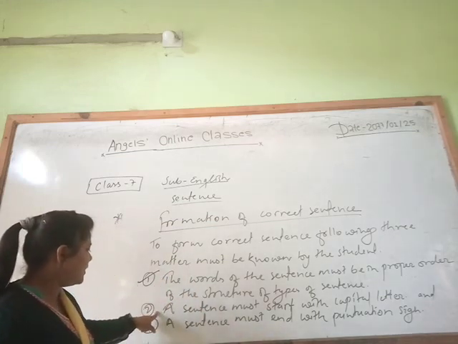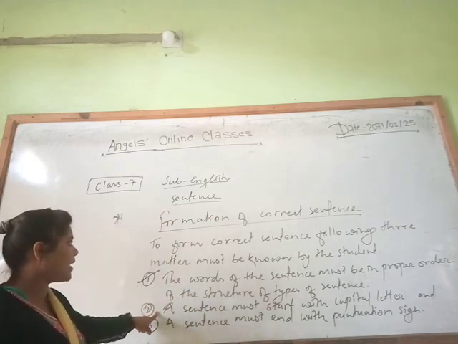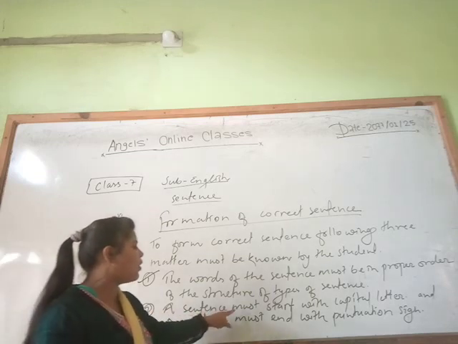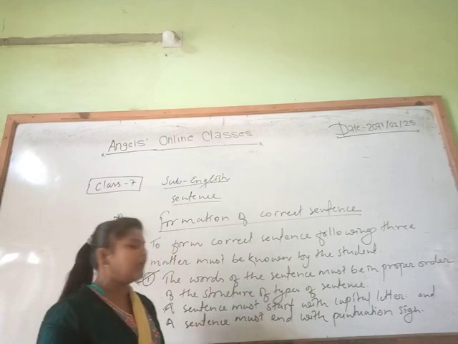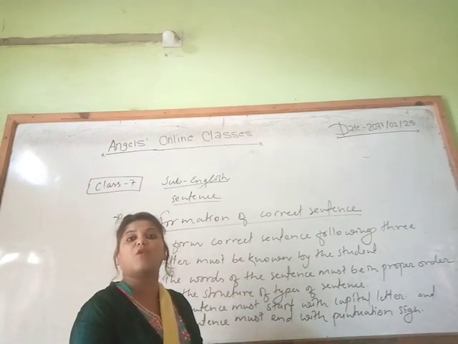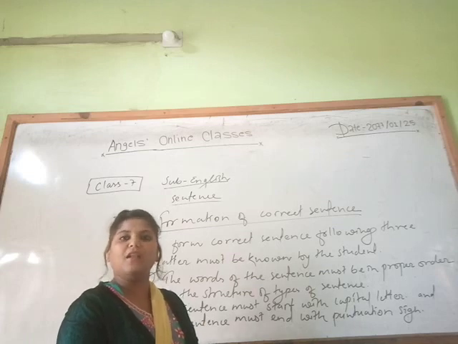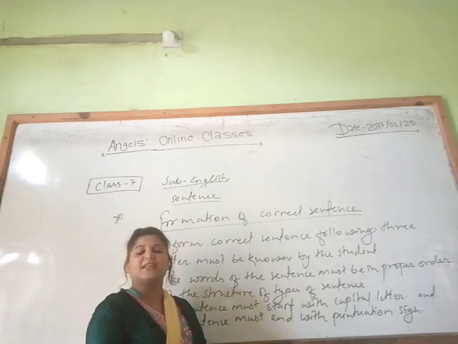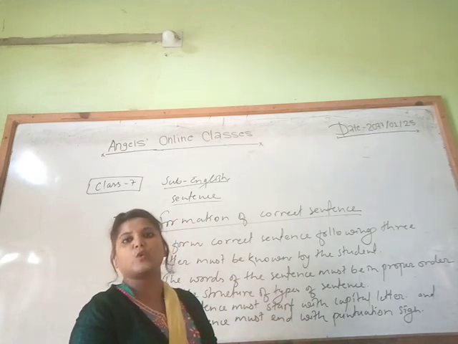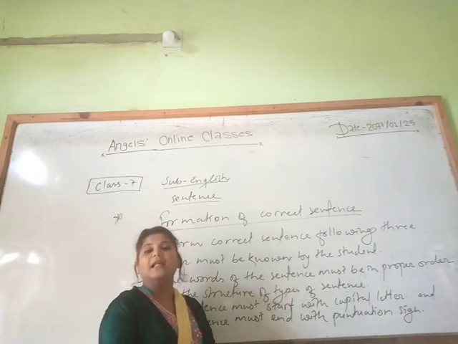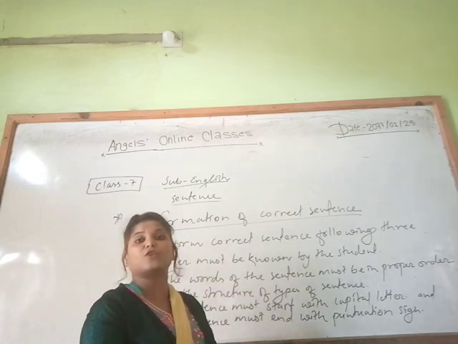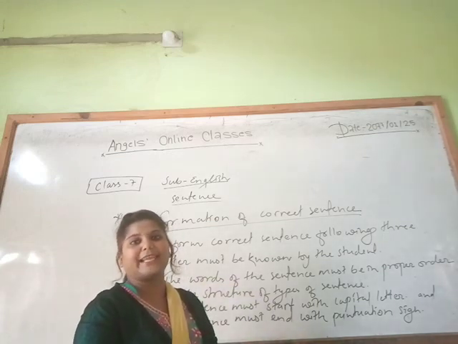Second is here, second rule, that to write the correct sentence, a sentence must start with capital letter. So whenever you start a sentence, you must start with capital letter. You can understand here there are two kinds of alphabetical letter. They are capital and small. So a sentence never starts with a small letter. A sentence always starts with capital letter.